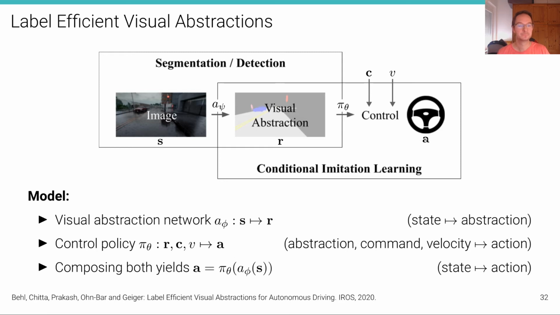and outputs the final action. Now in this case, we considered both A and pi as neural networks. The first neural network is the visual abstraction network that maps the input state or observation, the image S, to the representation R. And the second is the control policy that takes R, C, and the velocity and maps that to the action A. And of course, if we combine both, if we compute pi of A of the input observation or state S, we obtain the action A by composing these two functions.